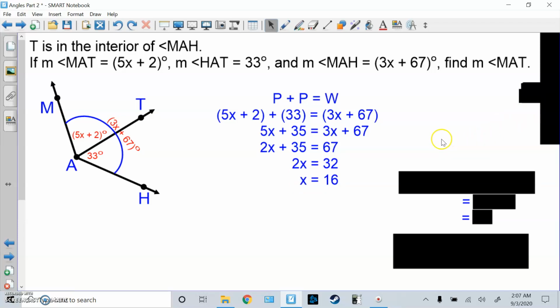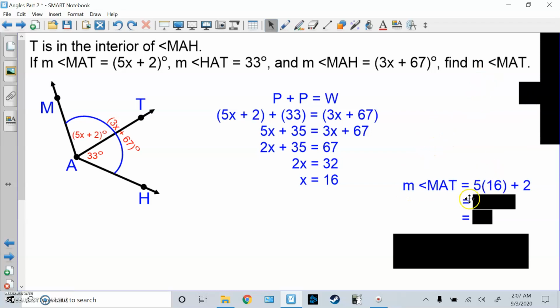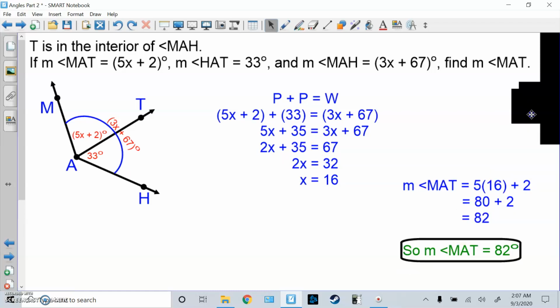Now do we want x? The answer is no. We need it though. It's just find angle MAT. So I'm going to go to angle MAT. I plug in 16 for x. MAT is the top angle. 5 times 16 plus 2. That's 80 plus 2, which is 82. Then make sure you put it with its units. So the measure of angle MAT is 82 degrees.